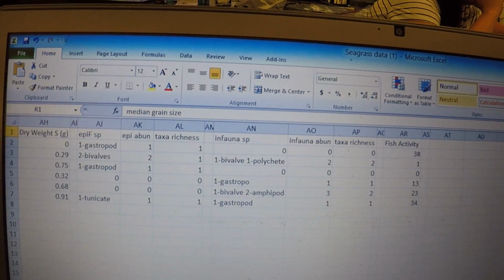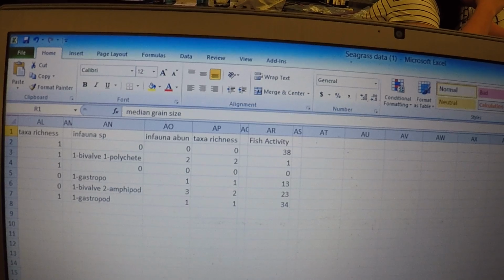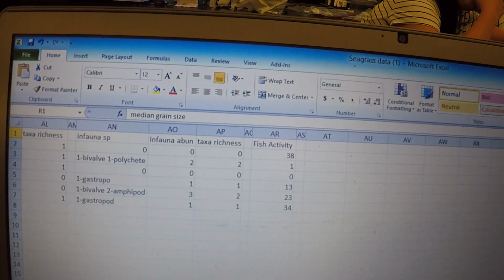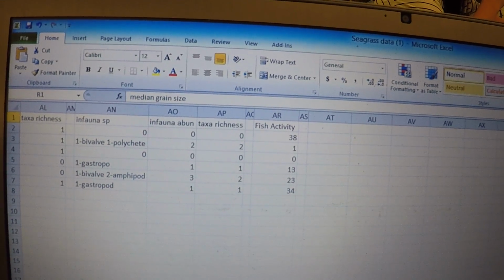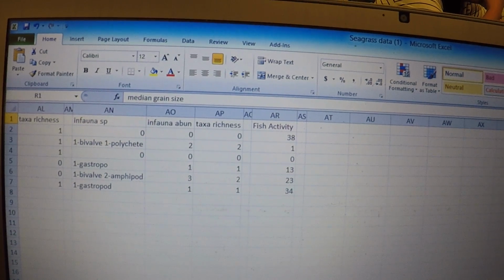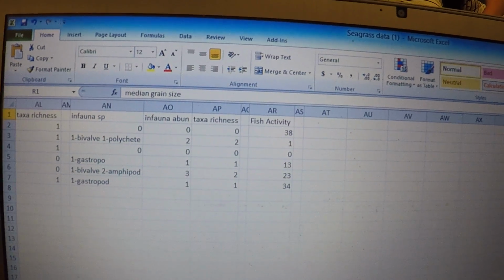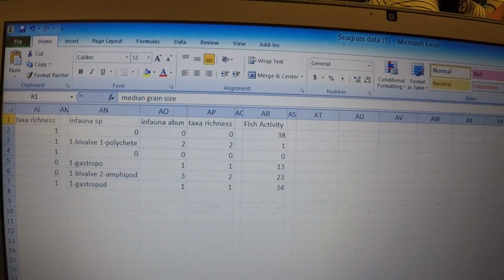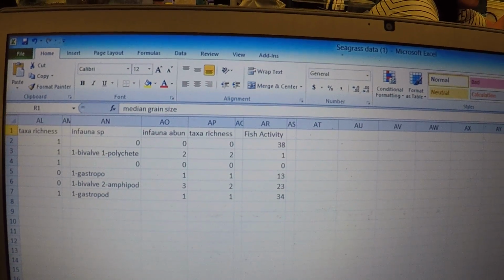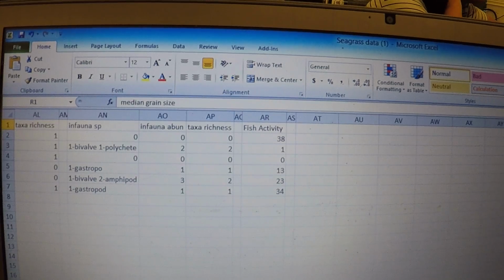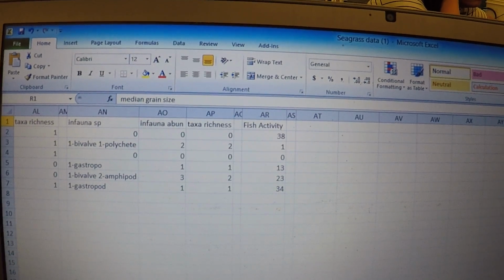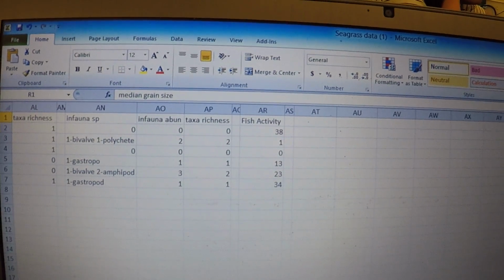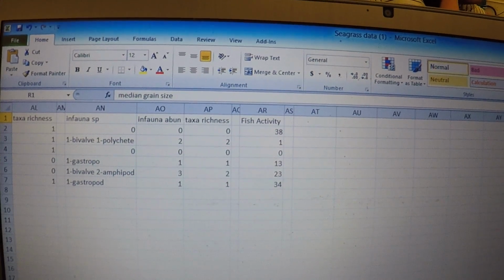If you then move to the right, then we have our infauna species, and again we have the types of species and the number that we have. Then we have again our infauna abundance. So you can see, for instance, while we had 1 bivalve and 1 polychaete, we've got a total of 2 because we had 2 animals. And then for that we also had 2 for our taxa richness because we had 2 different animals. If you look down further, you see we have 1 bivalve and 2 amphipods, and we had 3 animals total, but we only had 2 types of animal, so that's why it says 2 for richness. Does everybody understand that? Okay.